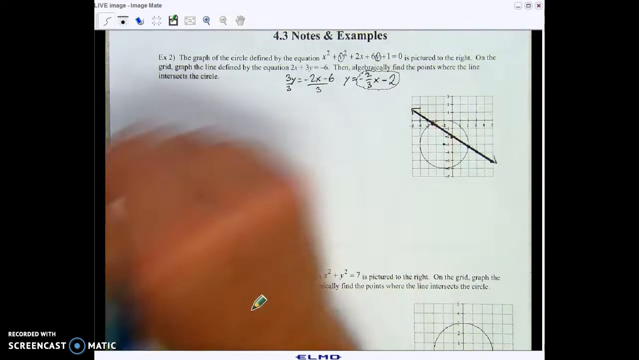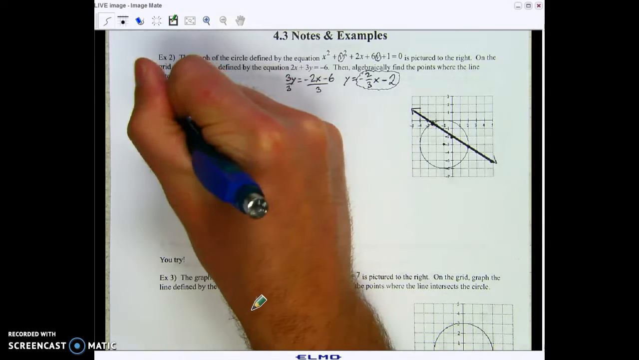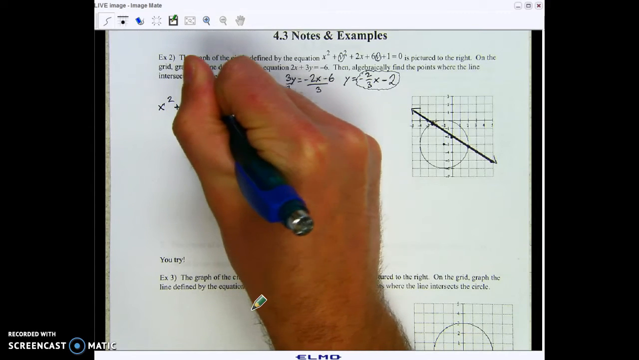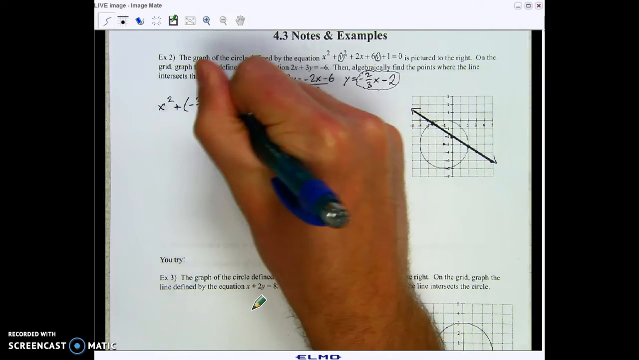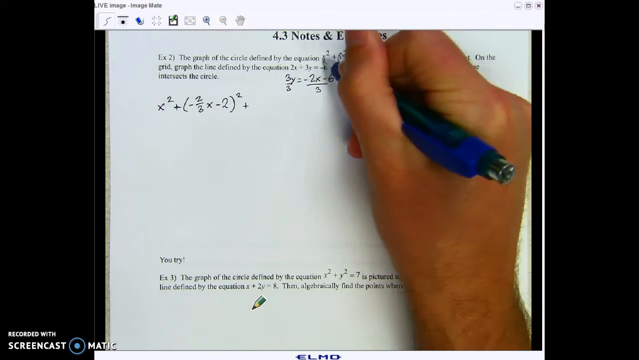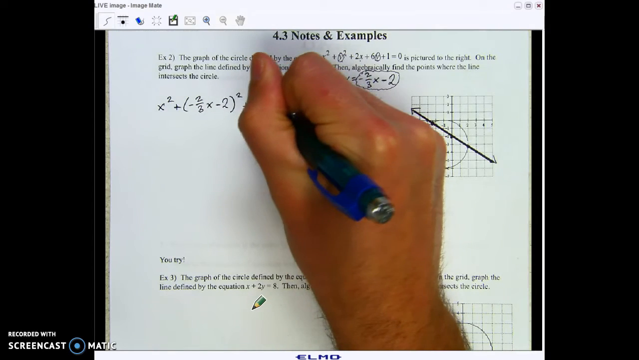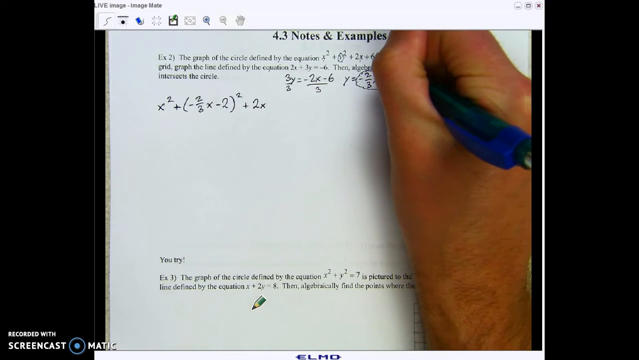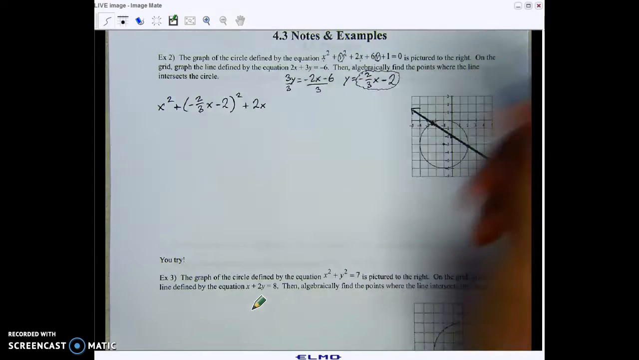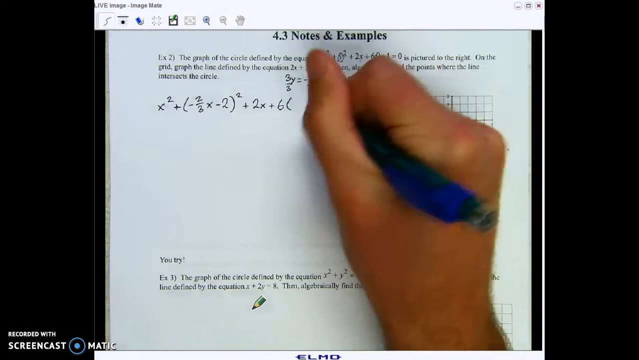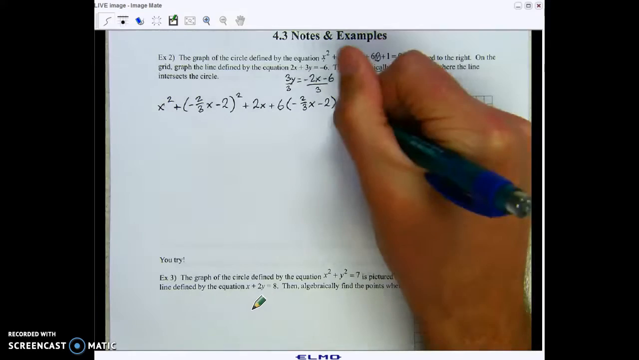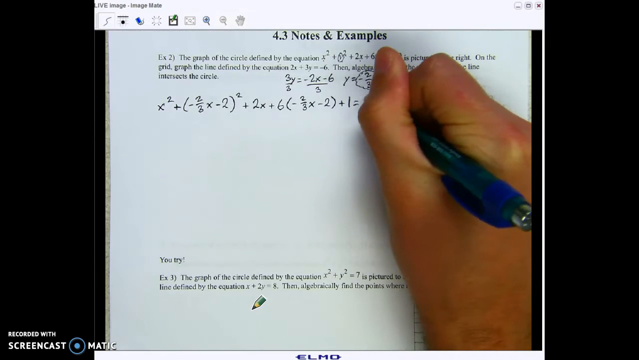Here we go. We are going to first start by writing x squared, right? x squared plus, instead of y squared, that's going to turn into (-2/3 x minus 2) squared. Okay, so we have our x squared, we have our y squared, now we have 2x, so plus 2x, plus 6y is instead going to become 6 times that y right there, right? So plus 6 times (-2/3 x minus 2), and then plus 1 right there is equal to 0.